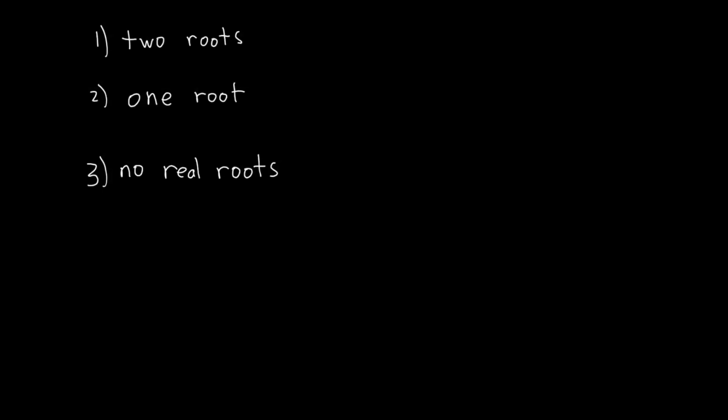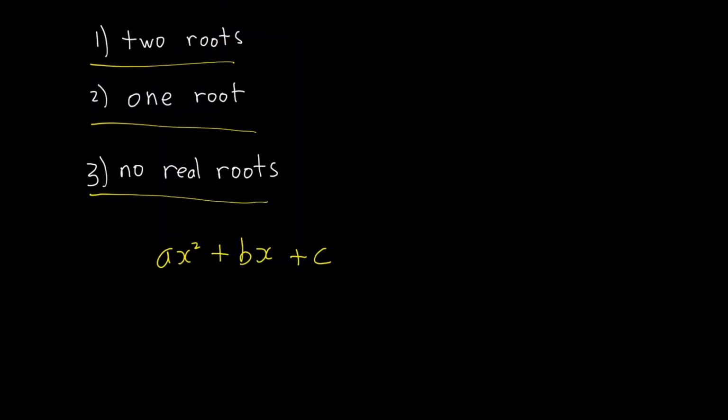Hey, and today we're going to look at different types of roots of quadratics. So first, recall a quadratic expression is of the form ax squared plus bx plus c. And we have three types of roots. So we have two roots, one root, and no real root. So first, for two roots, this is when b squared minus 4ac is greater than 0.